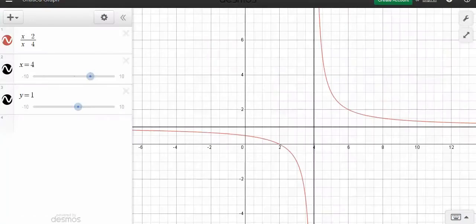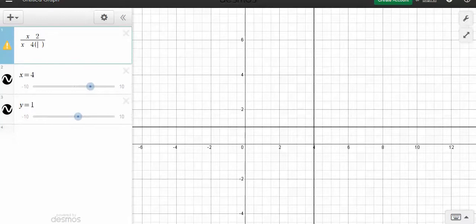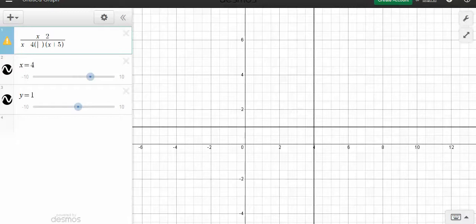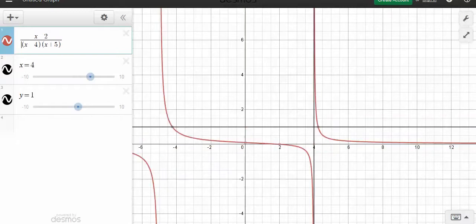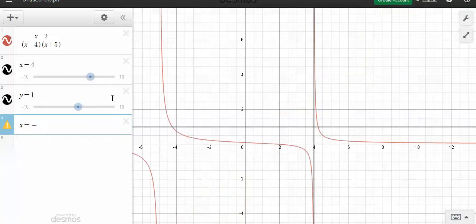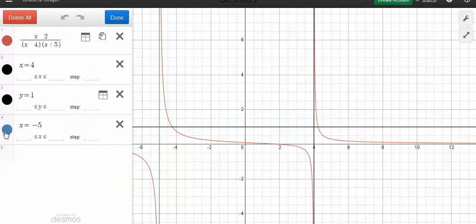Now, let's try graphing that. It was x minus 2 over x minus 4, x plus 5. Oops, there was a parentheses here. x minus 4, sorry. There we go. See, that's my graph. And I need one more asymptote, and that would be at x equals negative 5. Let me change the color of that graph real quick.